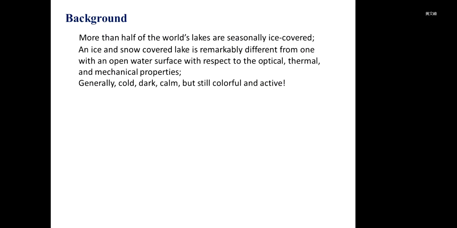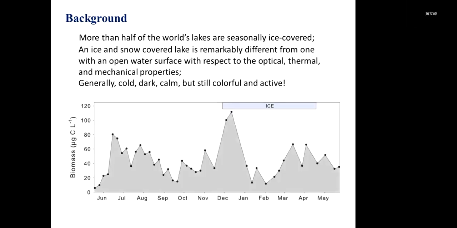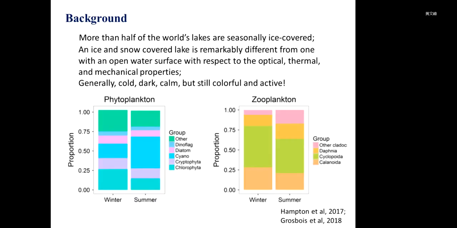Freezing of lakes brings a divergent seasonal aquatic environment compared with the open water period in terms of lake physics, chemistry, and ecology. Generally, the ice and snow cover makes the under-ice water cold, dark, and relatively calm. But the life under ice is still colorful and active. For example, the under-ice biomass is comparable to the warm seasons in this lake. But the phytoplankton and zooplankton community structures are quite different from warm seasons. But what drives these changes? We still don't understand clearly.